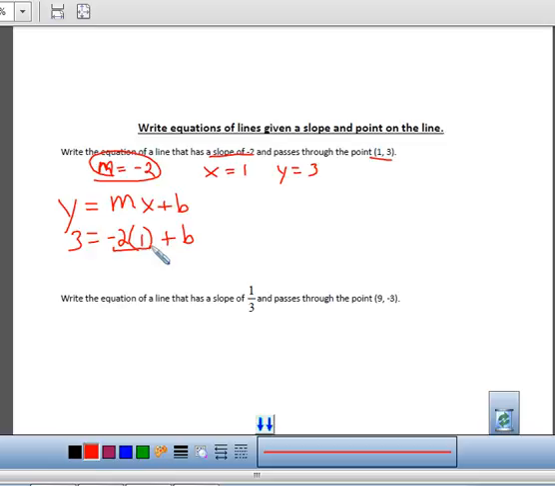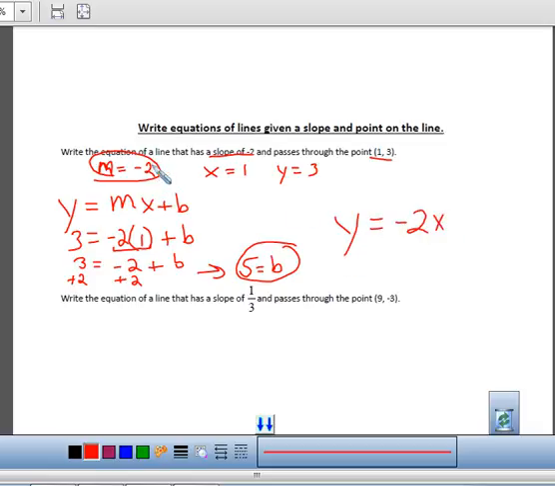So what's -2 times 1? It's -2 plus b. So now to get b all by itself, I'm going to add 2 to both sides of the equation, and I get 5 is equal to b. Hey, look at that. I have my b. So my equation is going to be y equals -2x, m is -2, plus 5. Now this might be a little tricky for some of you to understand, so you're going to practice it on your own with the next problem. And again, somebody will need to share their answer in math.